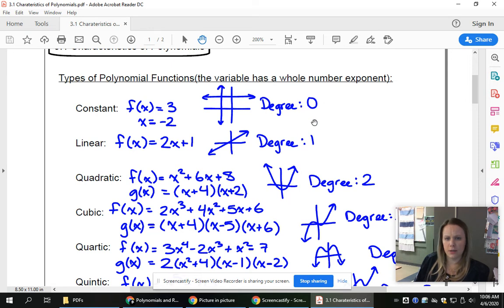Over here we have degree. Now what this means is if you find the x in your equation, it's the biggest exponent that x has. So for this one, there is no x. That's degree 0. For this one, the secret exponent on x is a 1. For quadratics, the biggest exponent that the x's have in this equation is a 2. If it's in factored form, you would have to FOIL it out in order to see that.